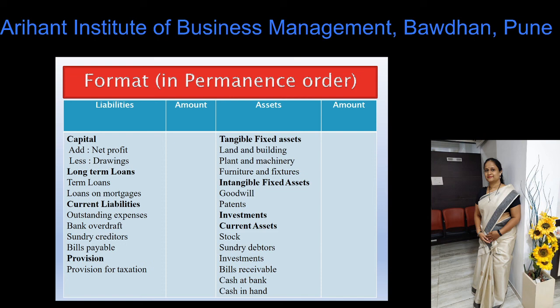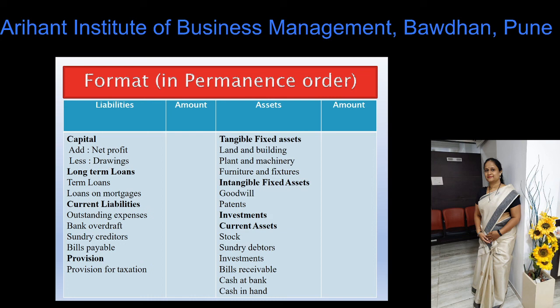In the liabilities column, you need to mention all the liabilities of the business. Capital is also a liability for the business, though it is the owner's capital. So it is still a liability for your business. Then less drawings. Drawings means whatever amount the owner is taking out of the business. Then long-term loans, mortgages, and current liabilities, which include bank draft, sundry creditors, bills payable, etc.